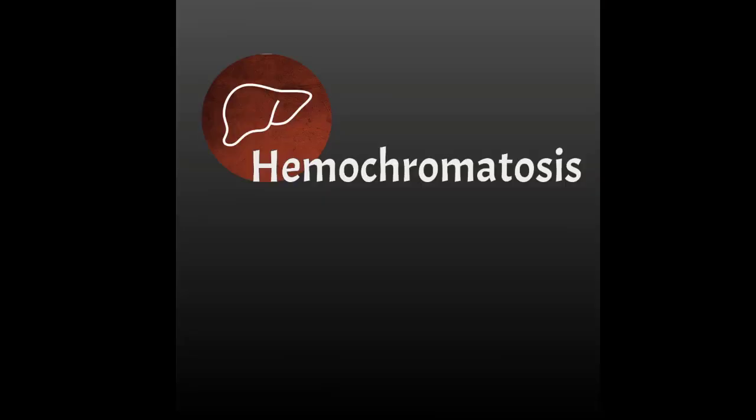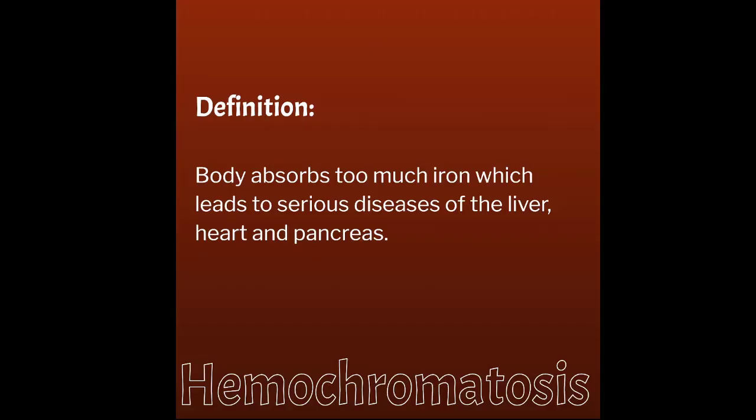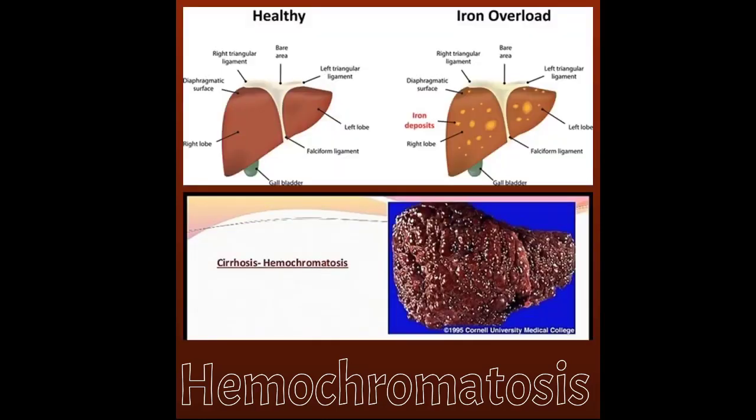Our next disease then is hemochromatosis. Hemochromatosis is the body absorbing way too much iron. And when we have too much iron, that can lead to serious diseases of the liver, heart, and pancreas. Remember, the liver is responsible for filtering and storing iron. If there's too much iron in there, the liver is not going to function well. The iron deposits can move into other areas such as the heart and the pancreas, which is also going to cause them not to function as well either.